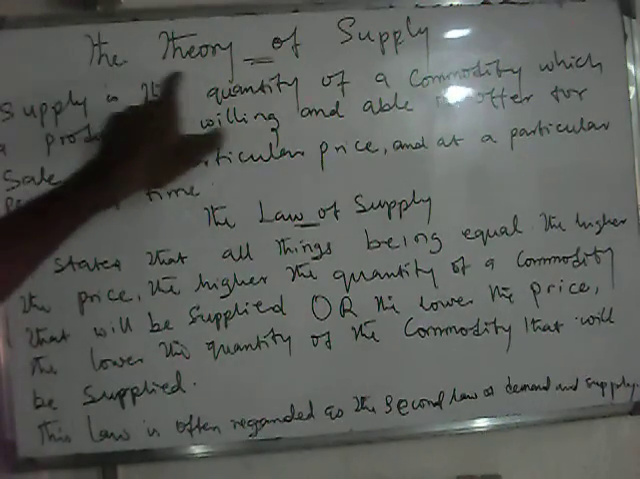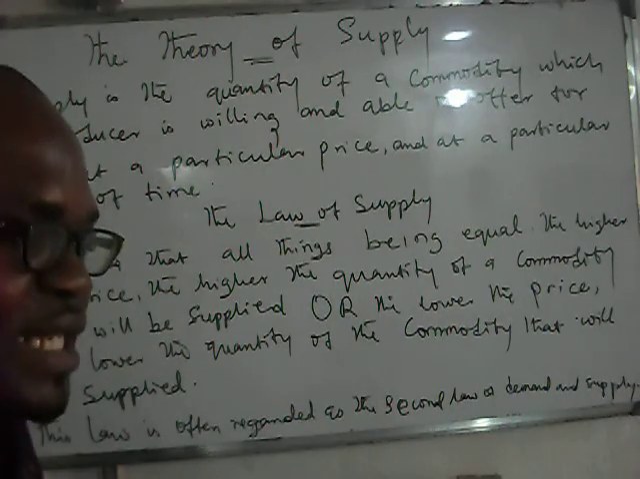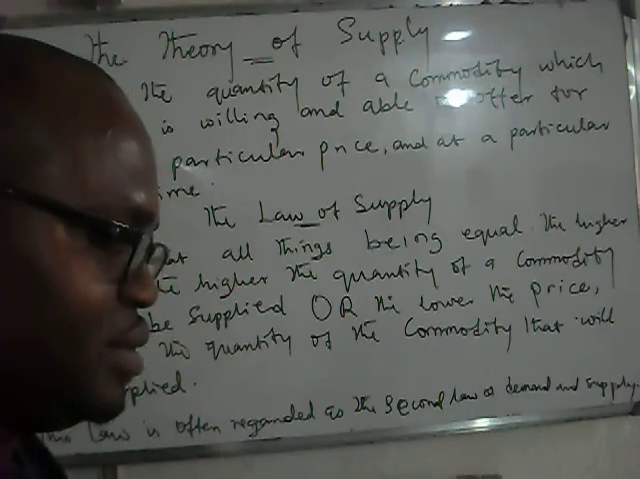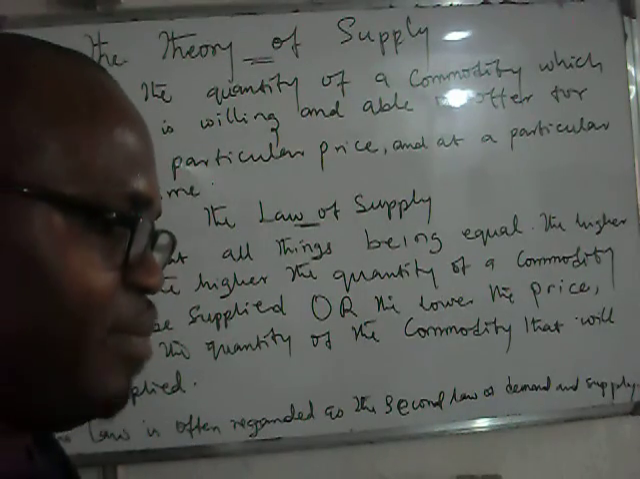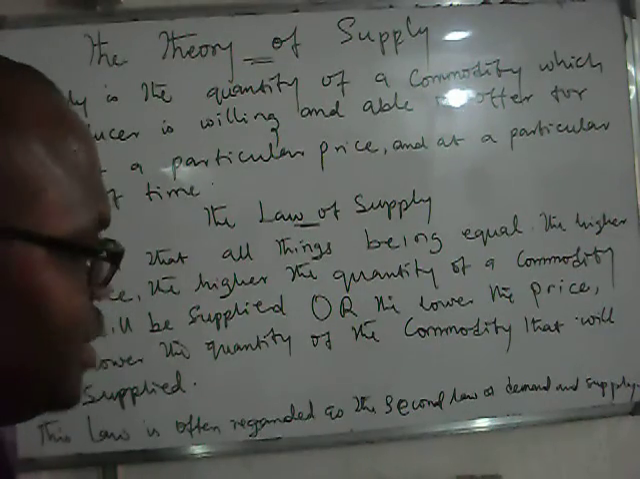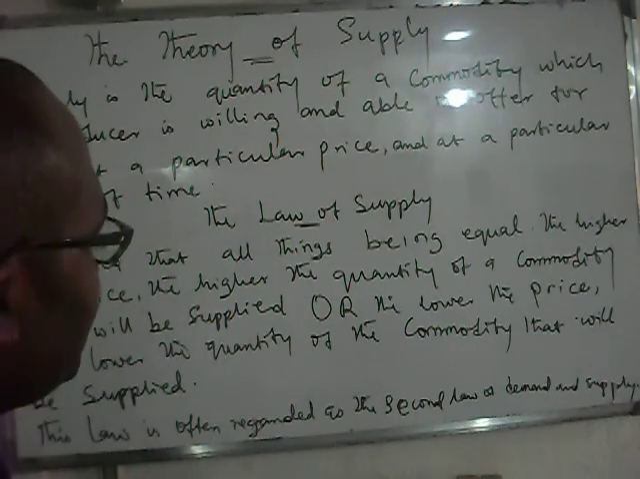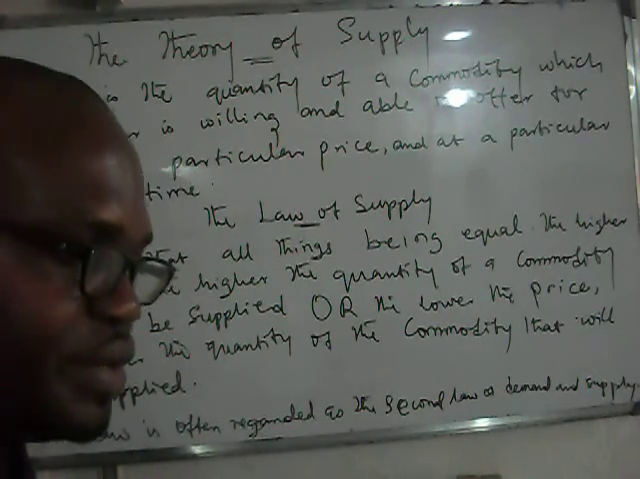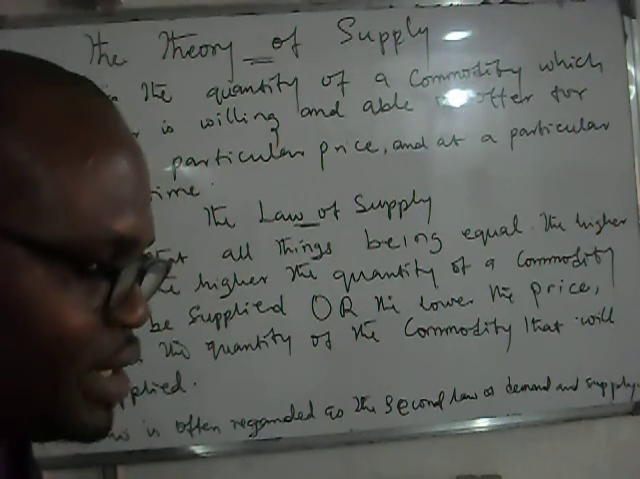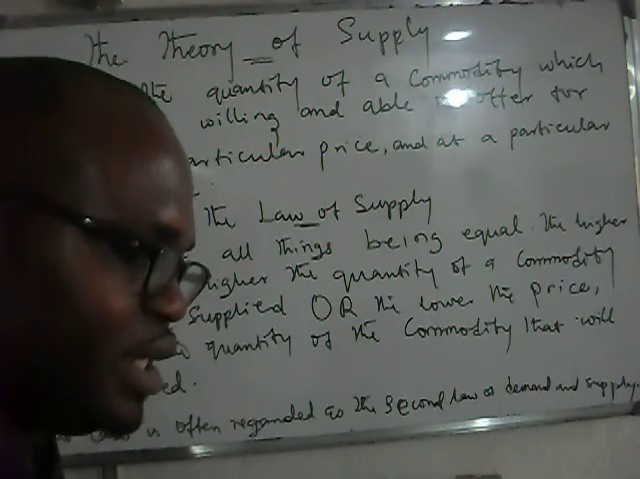Yes, we are going to be looking at the theory of supply. The theory of what? Supply. Previously, we learned about demand. Demand is what? The ability and willingness to demand for something. Yes, that is what demand is. You understand? You have to be able and willing.